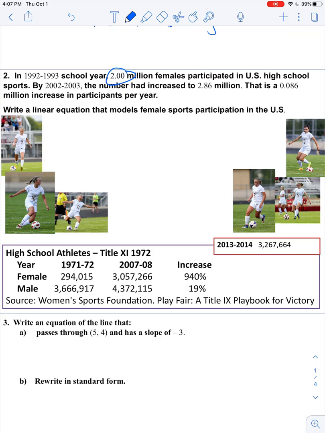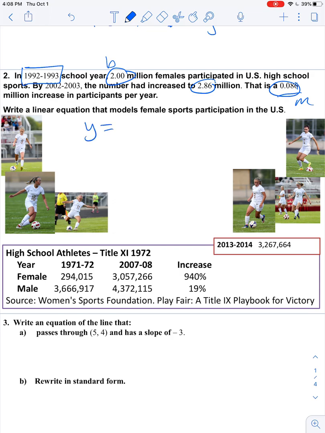Here, in the 1992-93 school year, 2 million females participated in U.S. high school sports. By 2002-3, the number had increased to 2.86 million. That is a 0.086 million increase in participants per year. So this is a rate of change right here. So that's going to be our slope. And it's per year based on that starting year of 1992-93 school year. So this is going to be our start value of B.